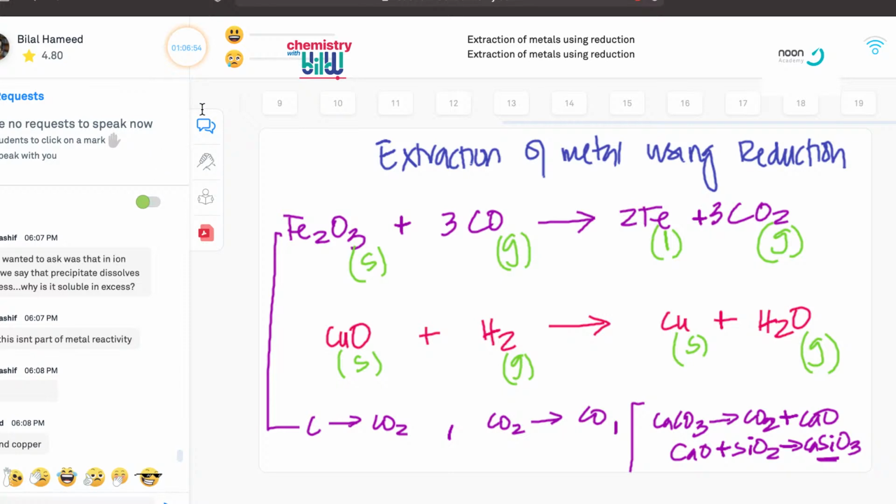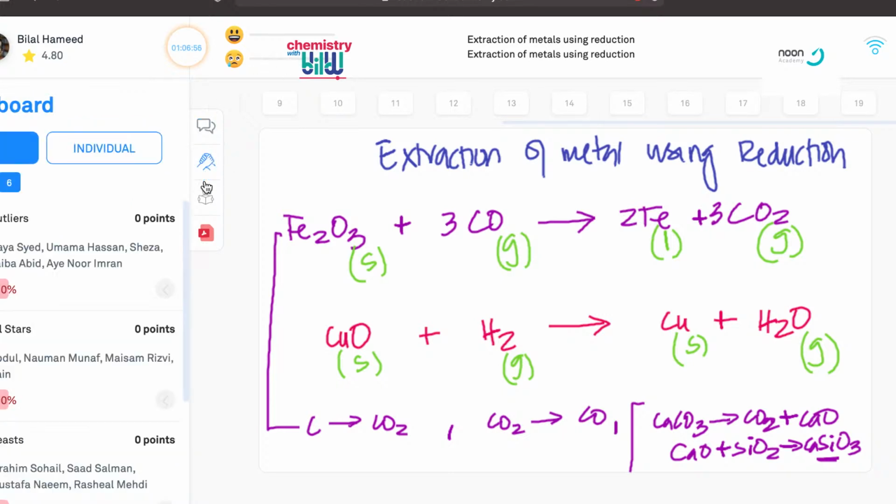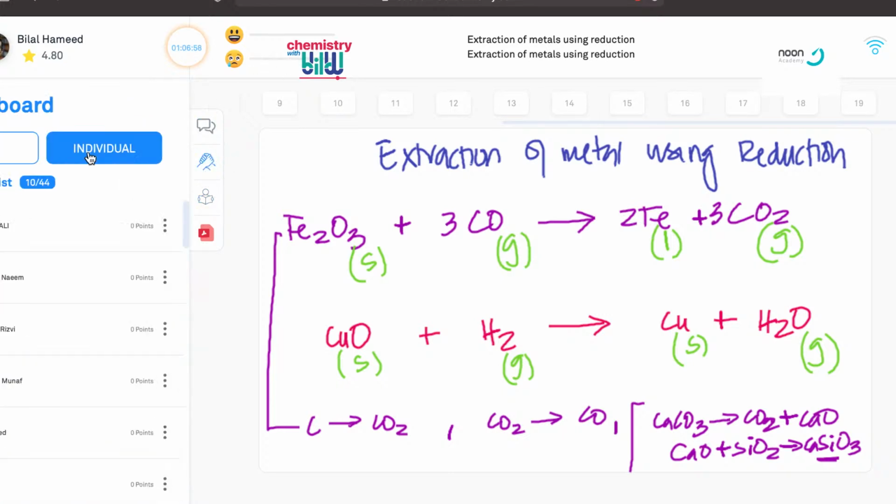Zinc and copper, Laiba, I don't understand that. What is that? You're answering my question about Aisha.